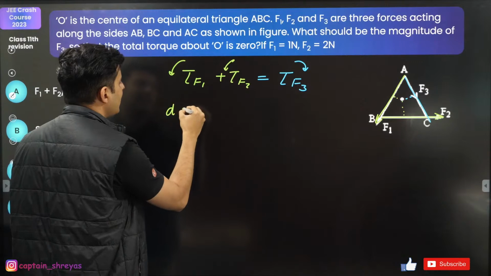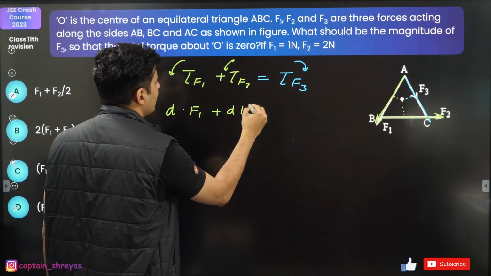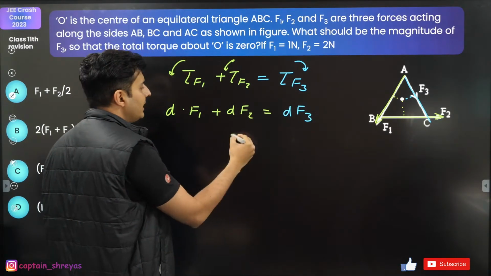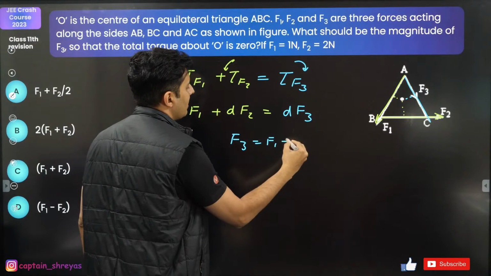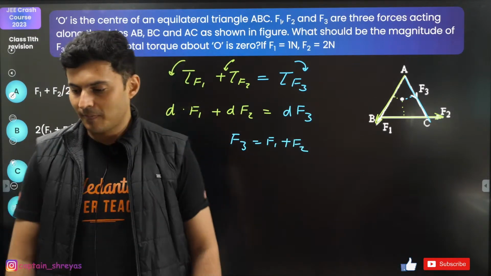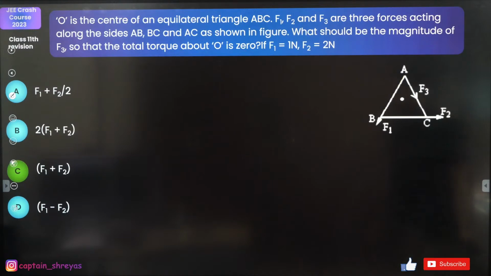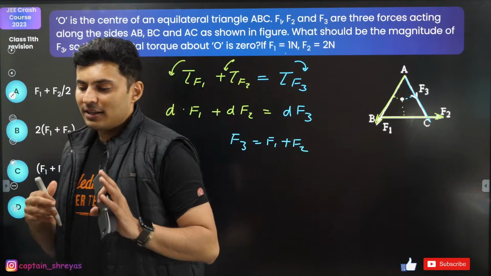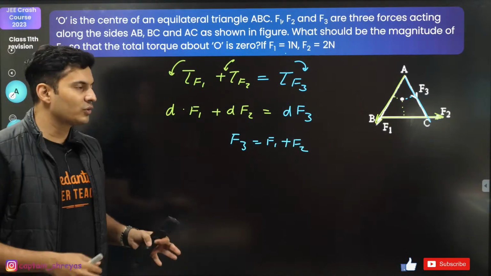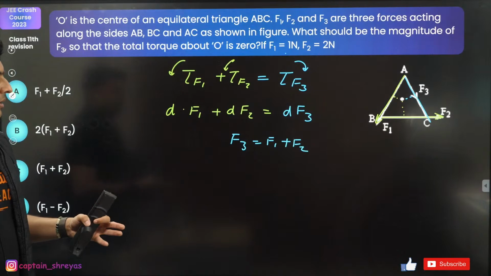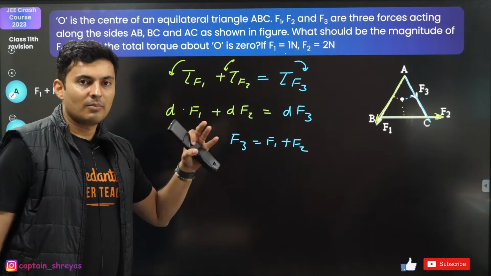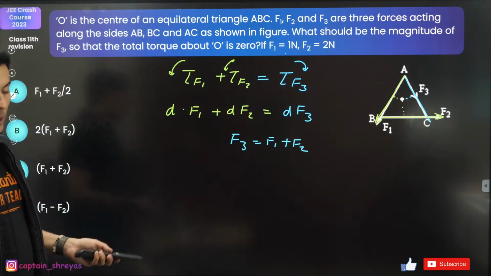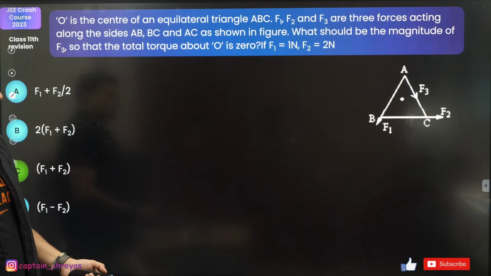So basically this is D into F1 plus D into F2 equals D into F3. D cancels, so F3 will be F1 plus F2. That's the answer. See if this is making sense. As simple as that. These values are not necessary; they are just given to confuse you. The net torque is 0, so all the torques by individual forces should cancel out each other. All the distances are the same because it's an equilateral triangle. That's the concept being used over here.